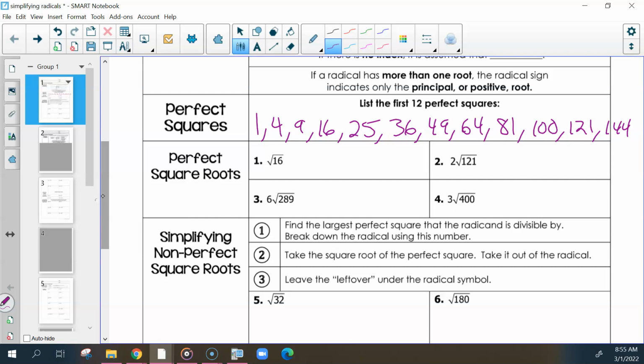Right, so some of these we should be able to do without the calculator, but some of them you may need the calculator. So the square root of 16 is 4. Now for number 2, we have 2 times the square root of 121. So simplify the square root first. Square root of 121 is 11. And then we're multiplying by 2.